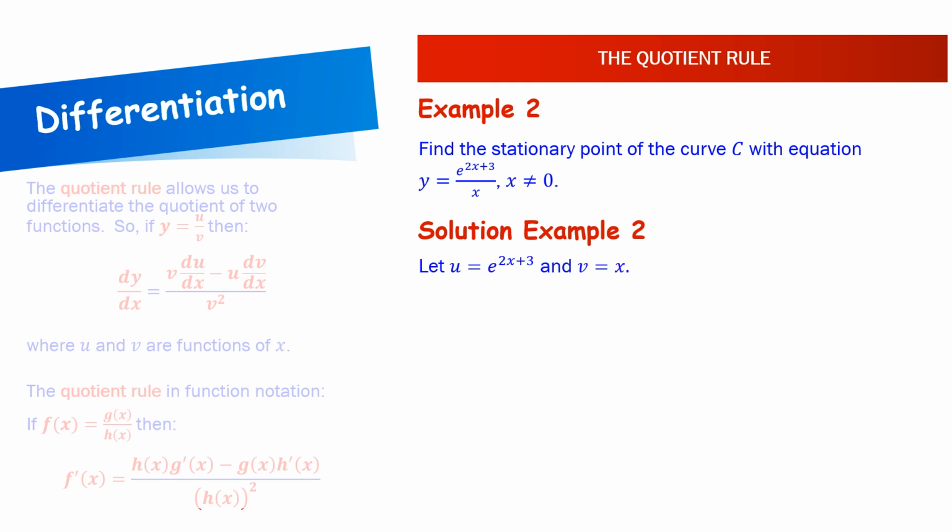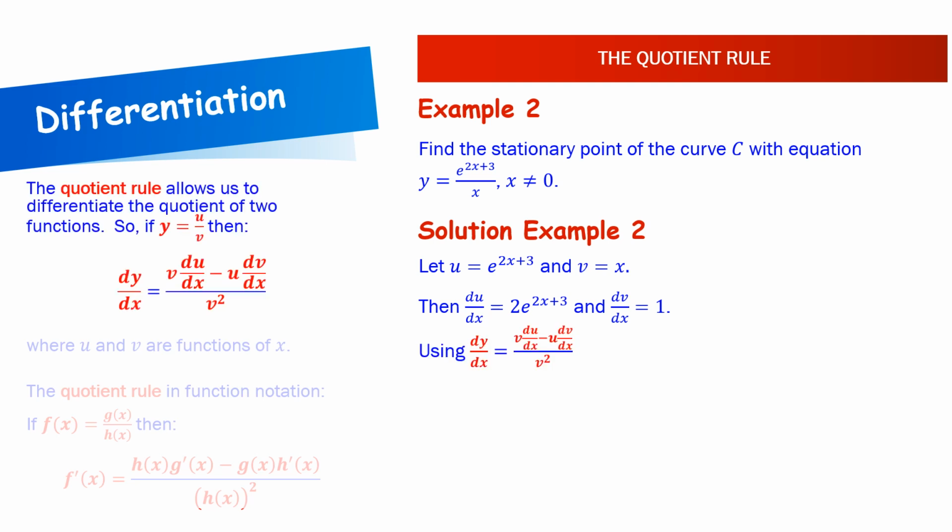We're going to let u equal e to the power 2x plus 3 and v equal x. This is of course so that we can apply the quotient rule. And so we have du dx equals 2e to the power 2x plus 3 and dv dx equals 1. We can now plug these expressions into the quotient rule.